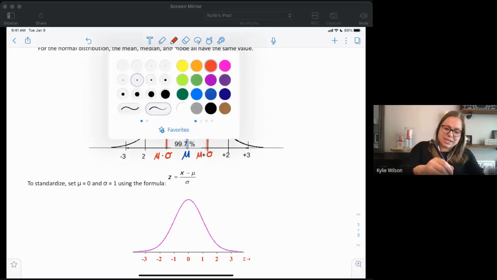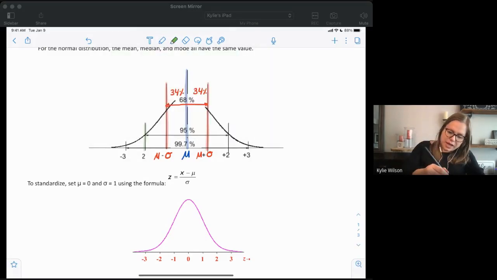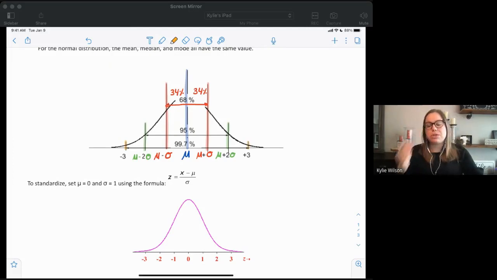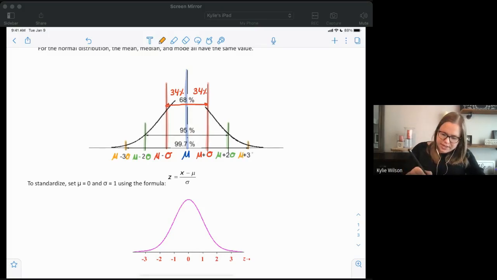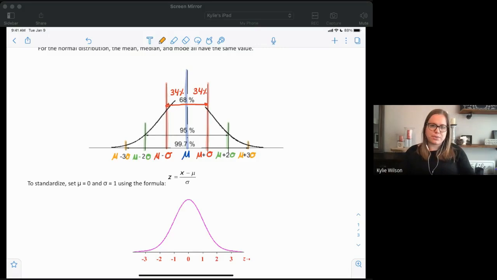Then once I found that first interval, I would find my second interval. So 2 standard deviations away from the mean. So my mean minus 2 standard deviations and my mean plus 2 standard deviations. Finally, we have this third little interval, which to be honest, we don't use too often because usually at this point our numbers are too small, but we'll include it here just so that we can have it for consistency. So we have our mean minus 3 standard deviations and then our mean plus 3 standard deviations.